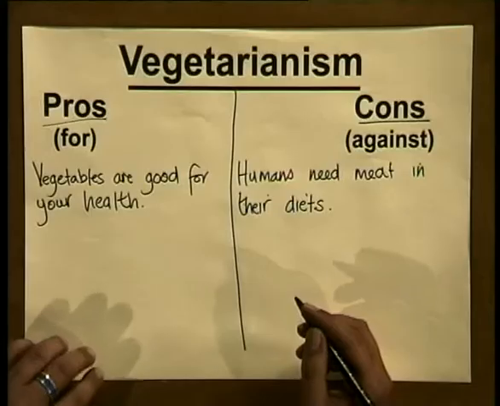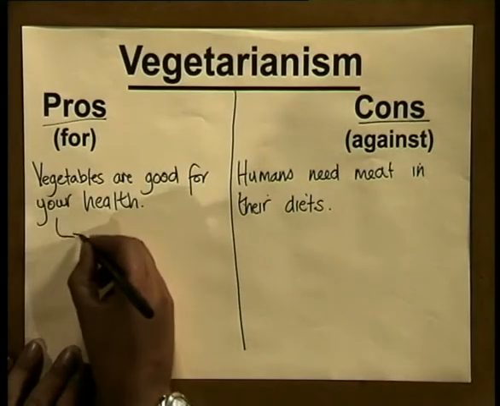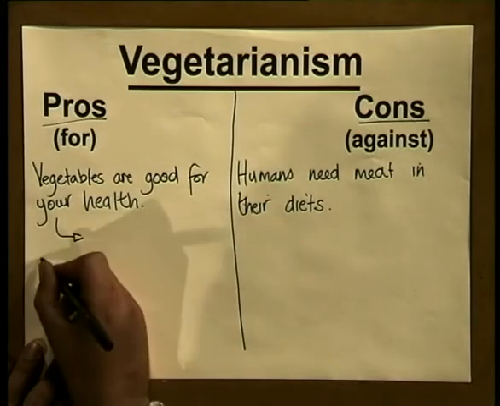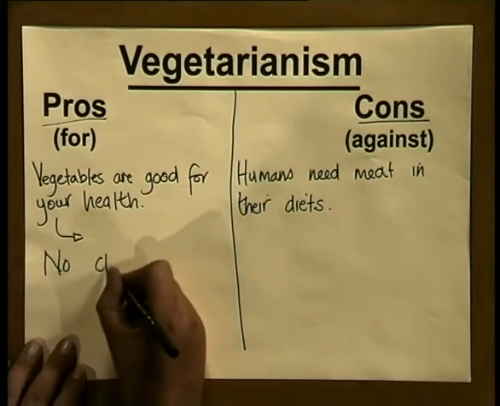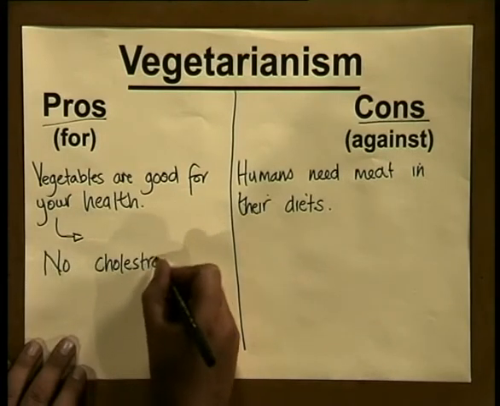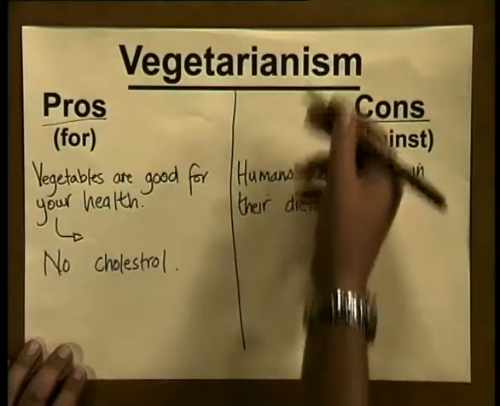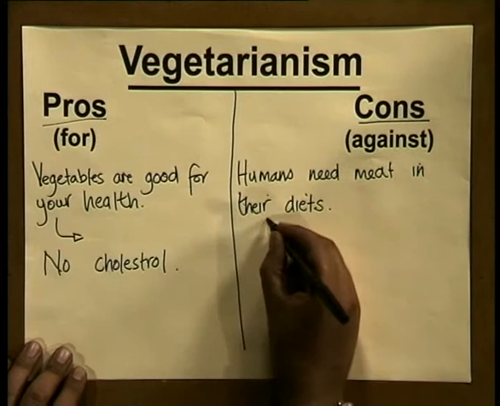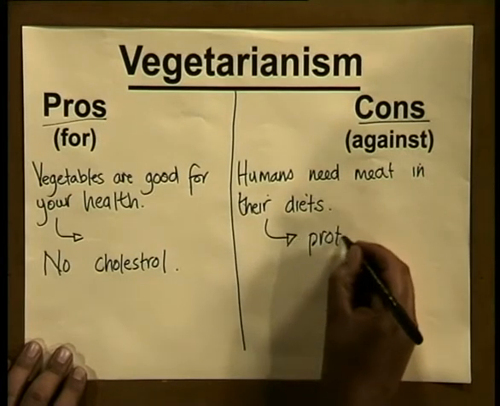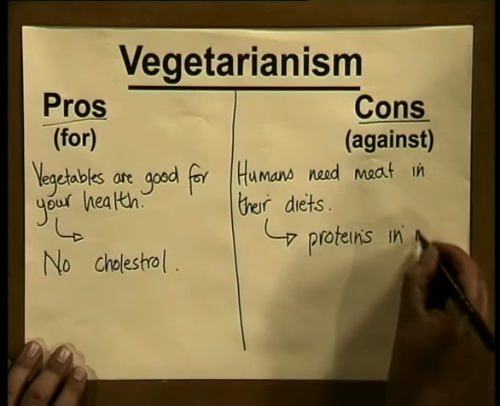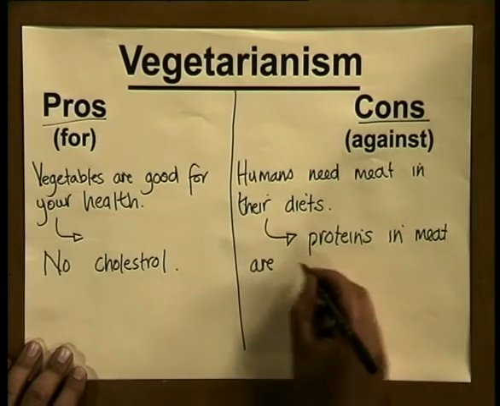Right, each of those is an opinion. It is something which an individual would believe. In order to take this discussion one step further, what is necessary is that each of these opinions is proved. So let's look at some proof. We could add, vegetables are good for your health because they contain no cholesterol. And against vegetarianism, we could say, well, humans need meat in their diets because the proteins in meat are found nowhere else.